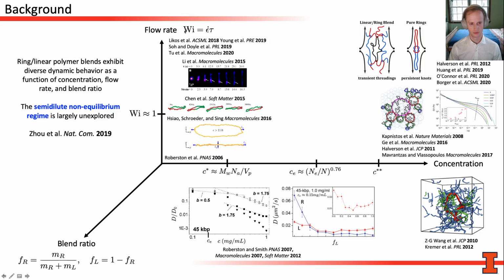The flow rate I will refer to as the Weissenberg number, so the strain rate made dimensionless by the longest polymer relaxation time. The polymer concentration, here we have our standard C star overlap concentration, entanglement concentration, and melt concentration. And finally, the blend ratio is just the mass fraction ratio of ring polymers to linear polymers in the solution.